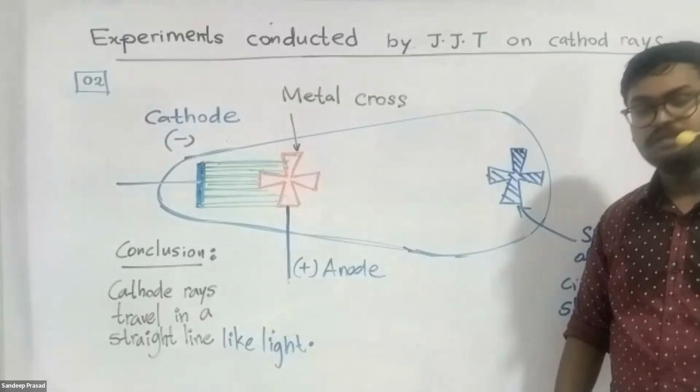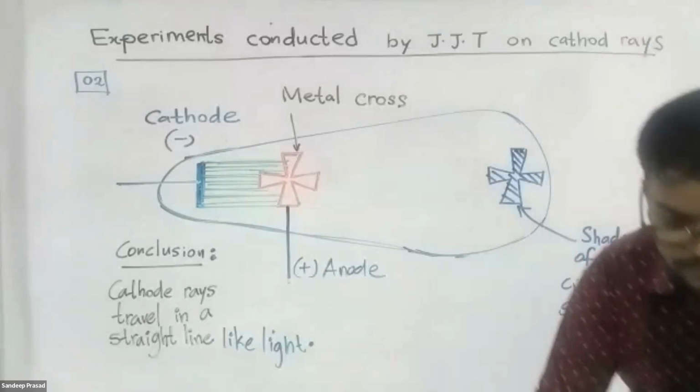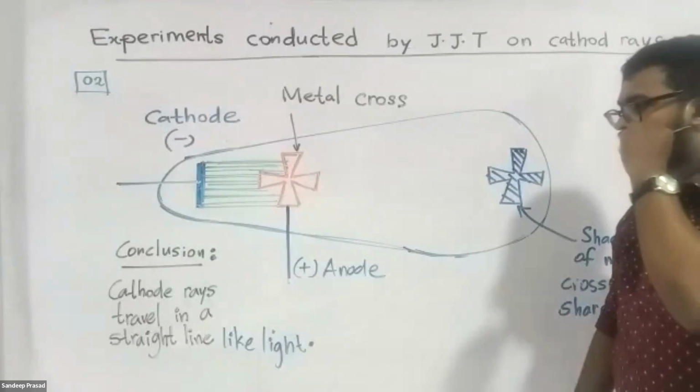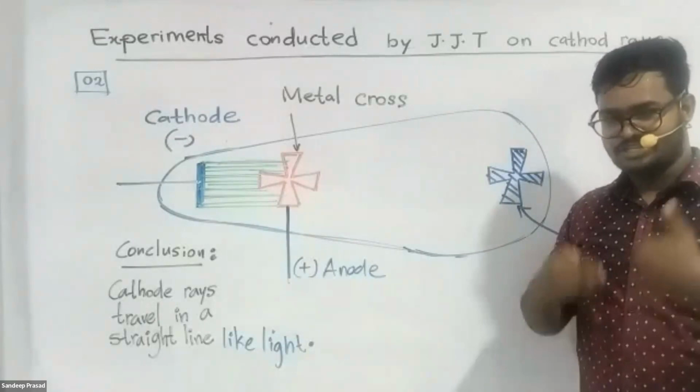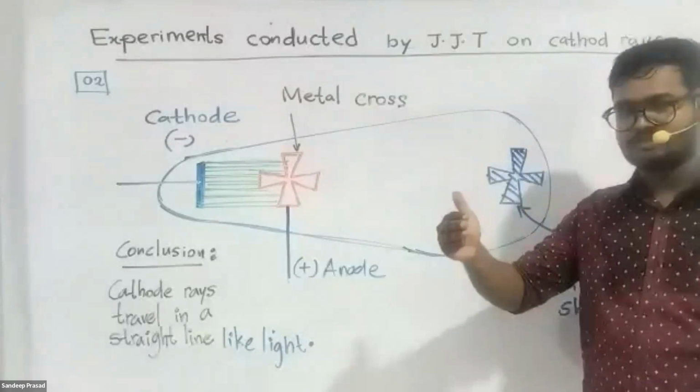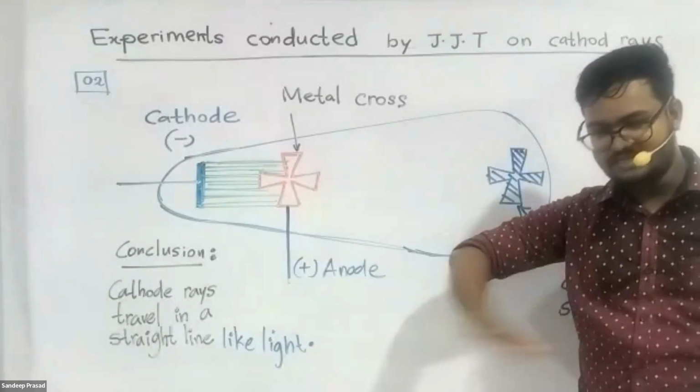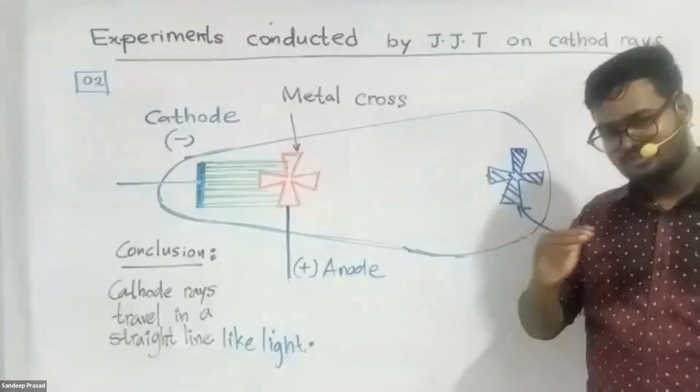Any doubts? So what is the cathode? A mirror or lens? The cathode is not a mirror or lens. The cathode is just a metal which is producing electrons, cathode rays. I'm telling you, cathode rays are behaving as light because they are traveling in a straight line. These are not lenses actually. The cathode is just a metal we are using.